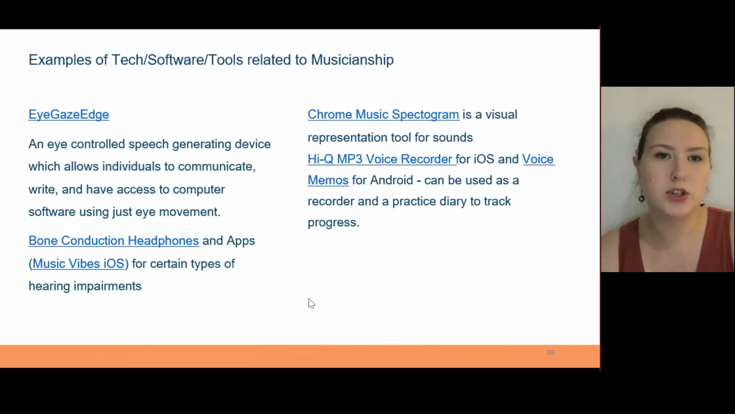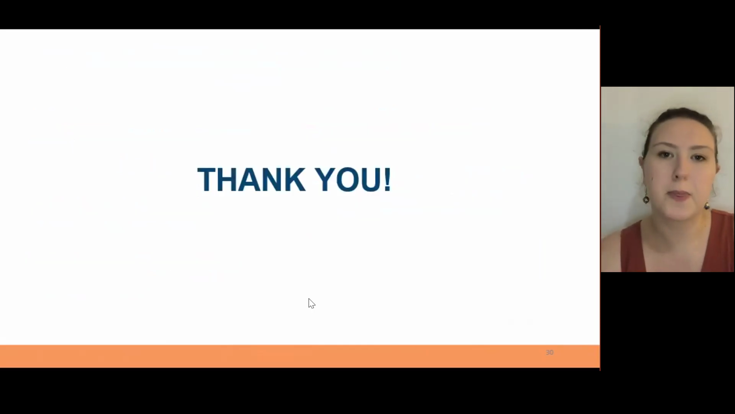Tools related to musicianship. iGaze Edge is an eye-controlled speech-generating device which allows individuals to communicate, write, and have access to computer software just through eye movement. Chrome Music Spectrogram, which is a visual representation tool for sounds, as well as HiQ MP3 voice recorder for iOS and voice memos for Android. Can be used as a recorder and a practice diary to track progress or to take notes, etc.